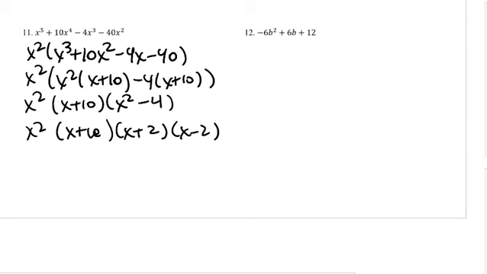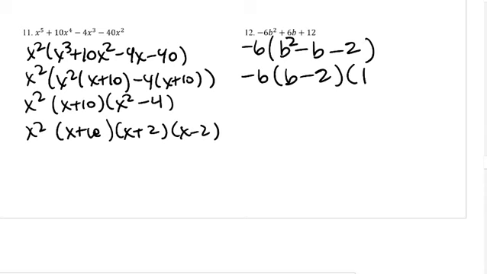And then over here, again, I don't like the negative leading coefficient, so I'm going to factor out the negative. Oh, I'm going to factor out the 6 also. Negative 6 times b squared minus b minus 2. So that's going to be negative 6 times b minus 2 times b plus 1. Okay. And that's quiz 5.4.